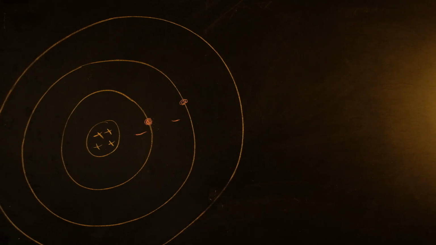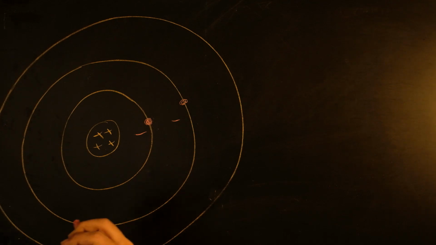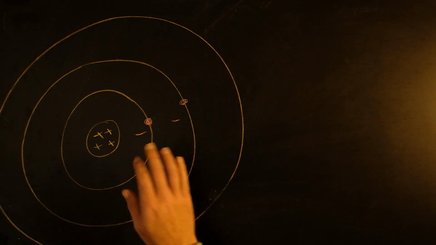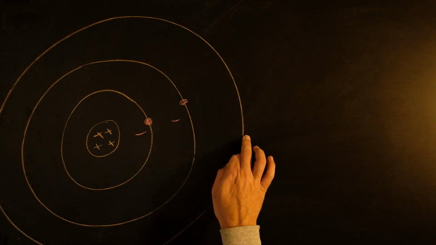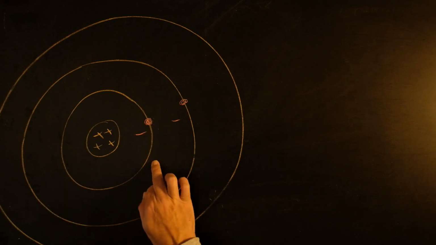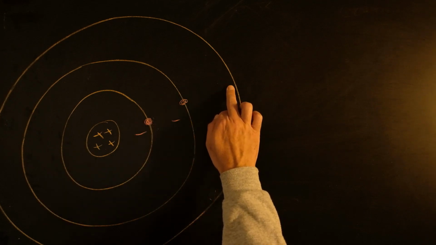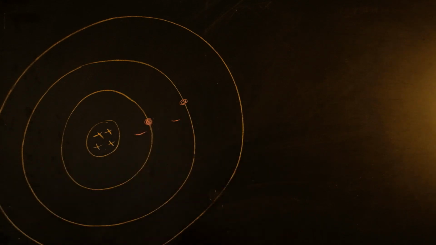Okay, now let's talk about rules. First rule is each level has a specific energy, and they increase by moving away from the core. So in this case, we have 3 levels. This is the lowest energy, this is the highest energy. Okay? This is the first rule.